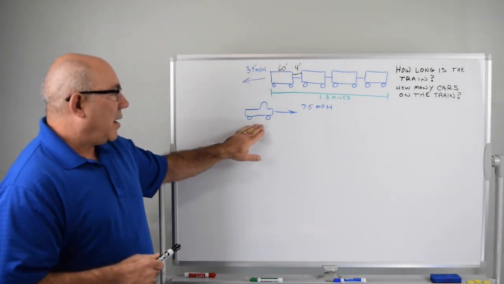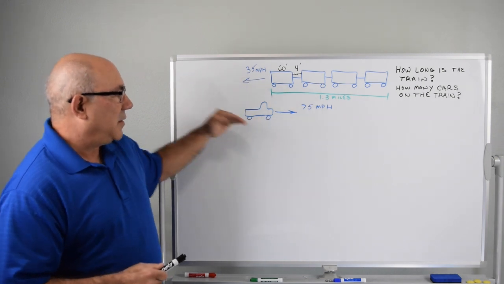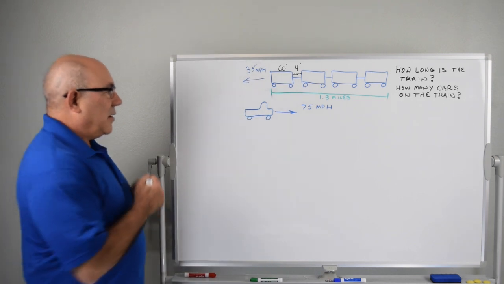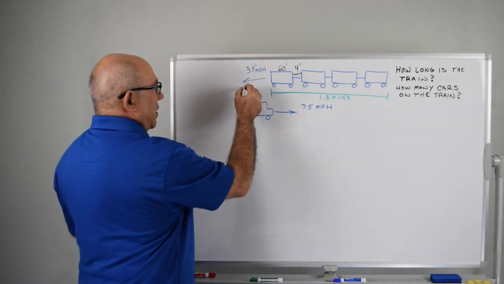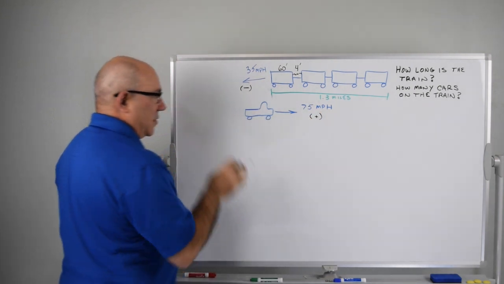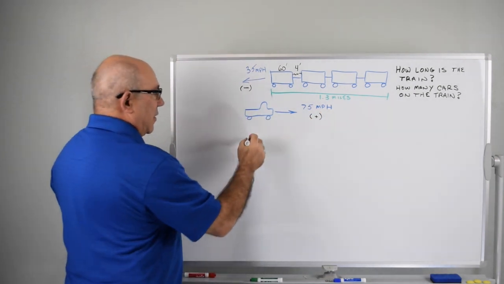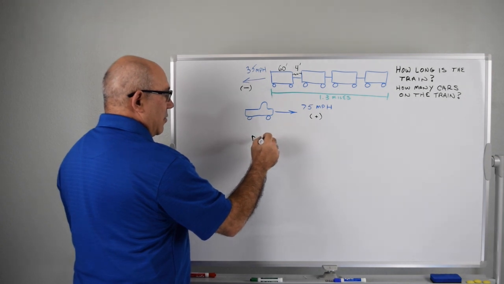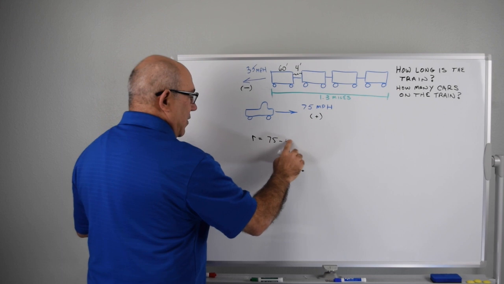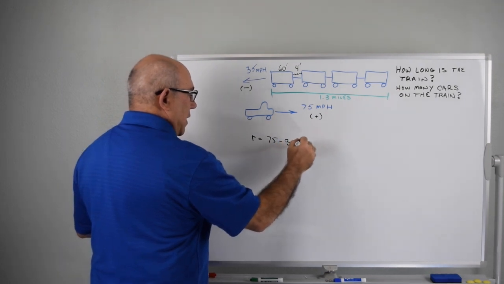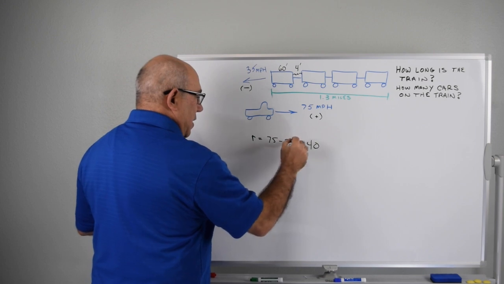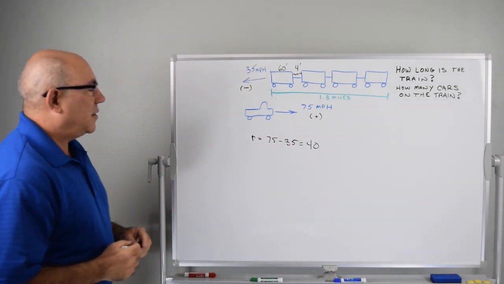So what I have to do is take the relative speed. Since we have one speed going this way and one going this way, if we call this one minus and this one plus, since they're going in opposite directions, the relative speed, or the rate, is 75 minus 35 equals 40. Sorry, it's a very sloppy 5. There you go. So it's a 40. That's the speed we're using.